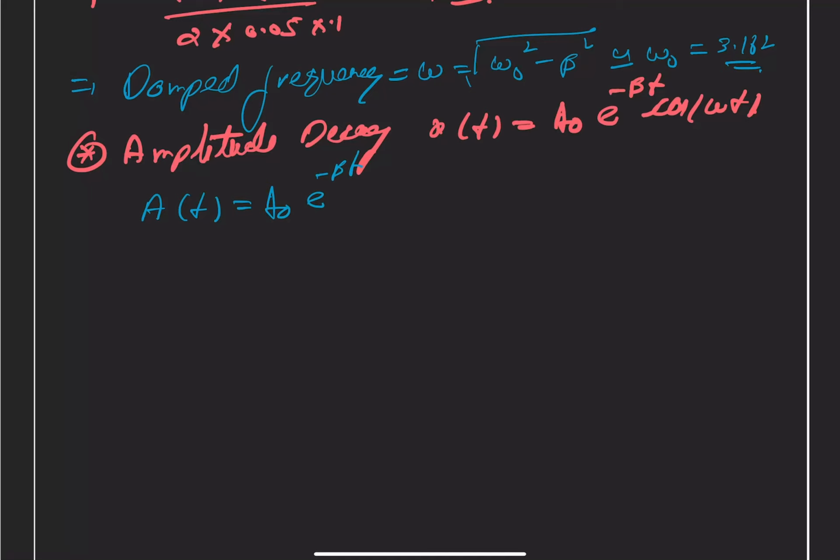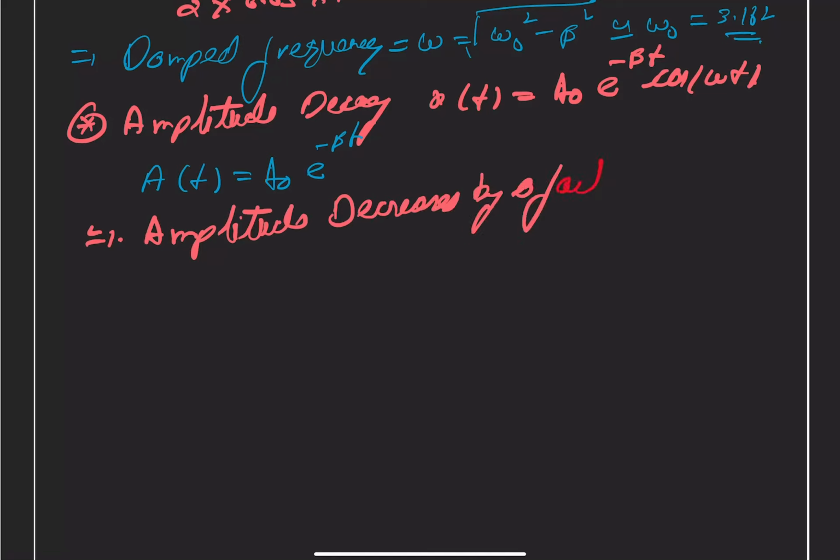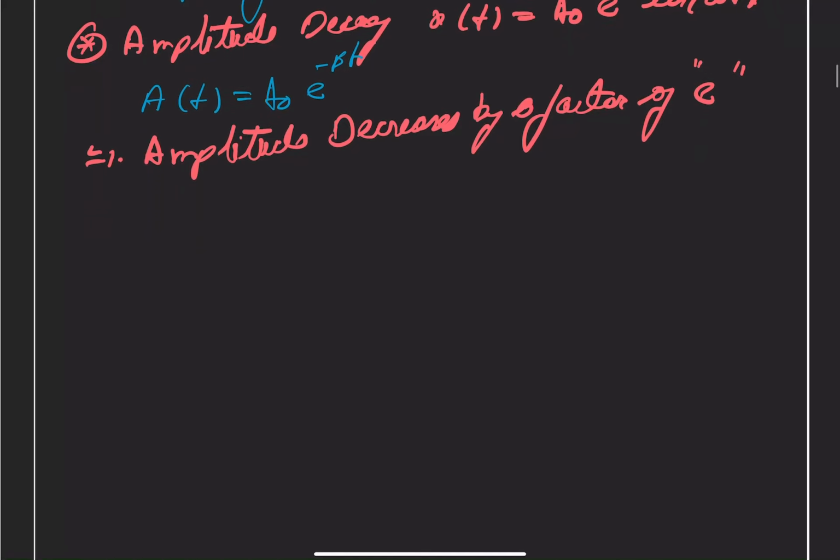And it is given that the amplitude decreases by a factor of e. It is given in the question. So we can say from here that amplitude decreases by a factor of e. Therefore, we can write that our a of t upon a naught is equal to e raised to power minus 1 and e raised to power minus beta t.